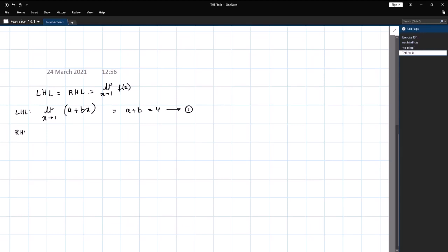So we have right hand limit is nothing but limit x tends to 1 of, if we are approaching 1 from the right hand side, this will be the equation, b minus ax. Again, if we substitute x is equal to 1 here, we have b minus a is equal to 4. This will be equation 2. So if we solve these two equations, if we add these two equations, a and a gets cancelled, we'll have 2b is equal to 4 plus 4 is 8. It implies that b is equal to 4. If we substitute the value of b in any one of equation 1 or 2, we'll have a is equal to 0.